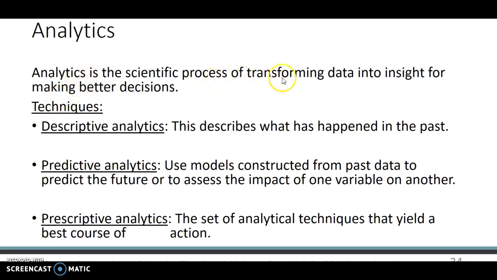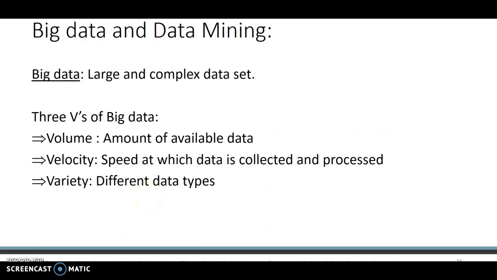Analytics is a scientific process of transforming data into insight for making better decisions. We have descriptive statistics as one technique. This describes what happened in the past. We have predictive analytics. We use models constructed from past data to predict the future or to assess the impact of one variable on another. And we have prescriptive analytics, a set of analytical techniques that yields a best course of action.